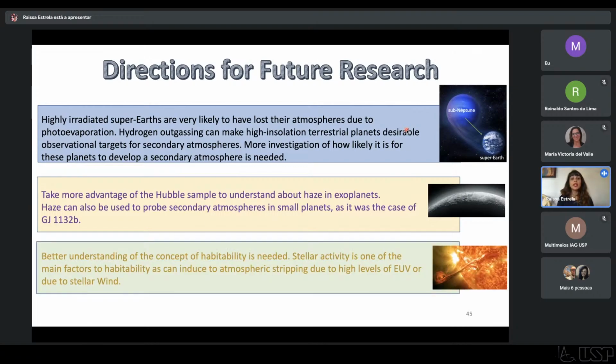And third, we need a better understanding of the concept of habitability. We see that stellar activity is one of the main factors for habitability because the stars can have these flares that are way more powerful than our own solar flares, and they can induce atmospheric stripping, and they can also directly affect the presence of life on the surface of the planets.